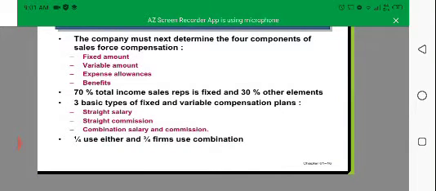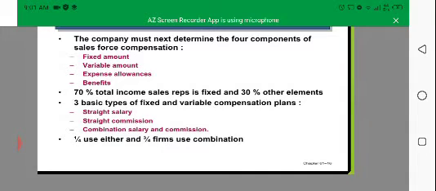Now, sales force size and compensation. The company must next determine the four components of sales force compensation. This means how a company will pay the sales force. There are four types of compensation available in the market. Maybe some companies have designed one or two together. Meaning fixed amount and expense allowances, fixed allowance and benefits. These are different strategies which companies apply.